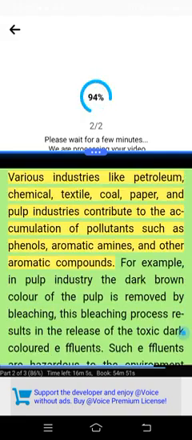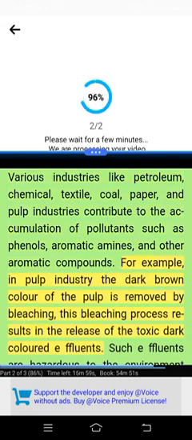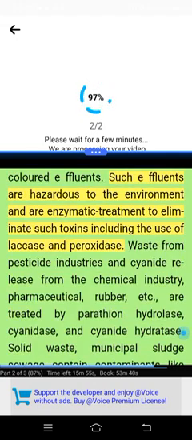Factors of environmental waste. Various industries like petroleum, chemical, textile, coal, paper, and pulp industries contribute to the accumulation of pollutants such as phenols, aromatic amines, and other aromatic compounds. For example, in the pulp industry, the dark brown color of the pulp is removed by bleaching. This bleaching process results in the release of toxic dark-colored effluents. Such effluents are hazardous to the environment, and enzymatic treatment eliminates such toxins, including the use of laccase and peroxidase.